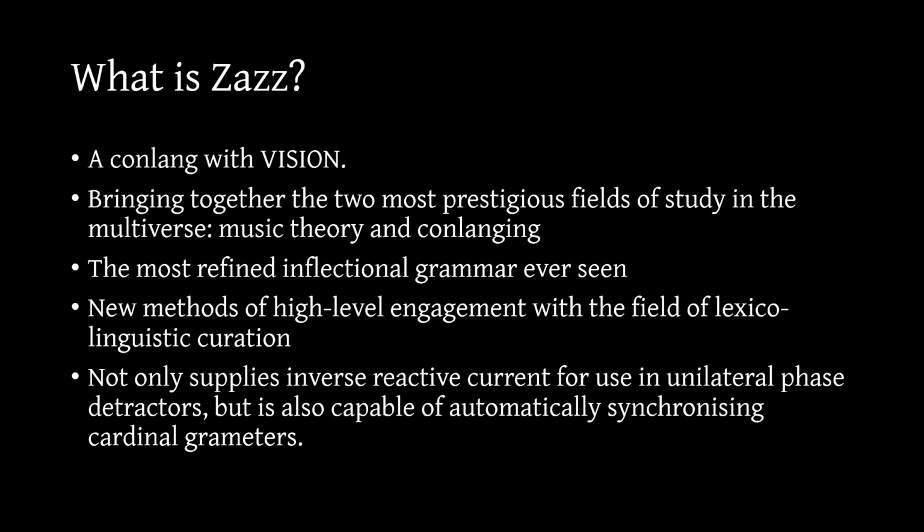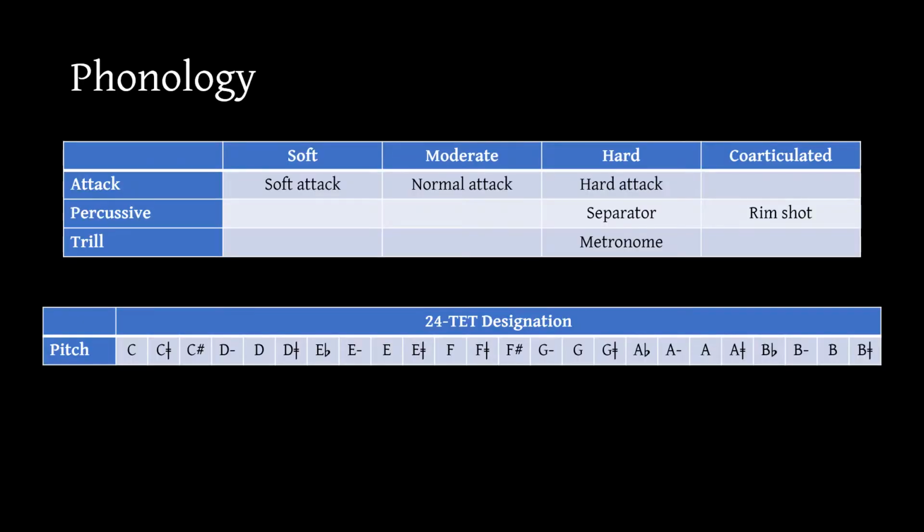So we'll have a look at the phonology quickly. As you'll see, it's a bit confusing at first, and that's because Zazz doesn't really use consonants and vowels like our normie spoken languages do. You see, it uses a combination of these quote-unquote consonants you see here, which I'll explain later, and pitches in the 24-tet tuning system. Now, 24-tet is 24-tone equal temperament, and that basically means that Zazz works with about twice as many notes as a piano does.